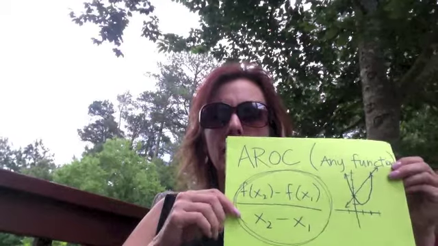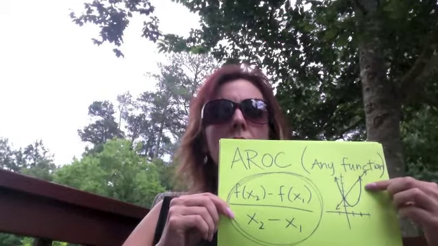All right, so last formula that we're going to look at, and then we're going to apply your slope formula: the average rate of change formula. Now this looks pretty similar to the slope formula, and in fact it is related. The average rate of change formula calculates the average change of any function from one x value to another x value.